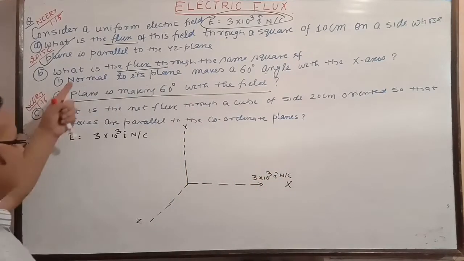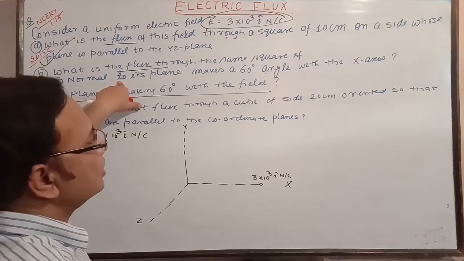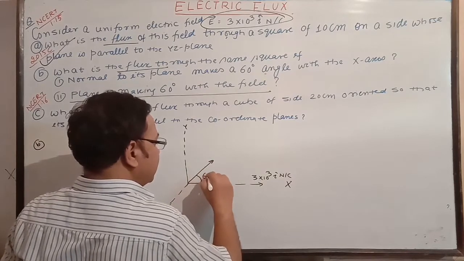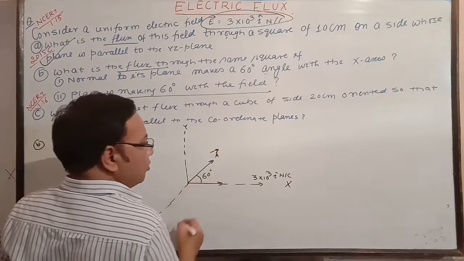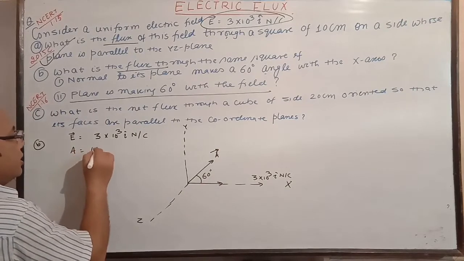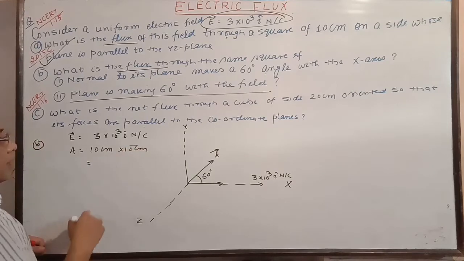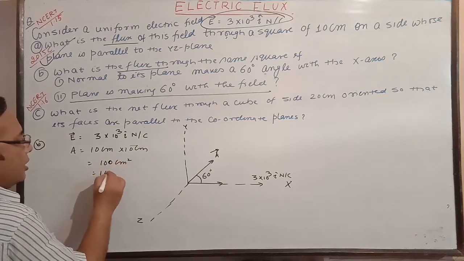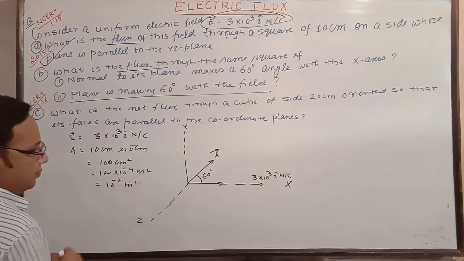For the same electric field, what is the flux through the same square if the normal to its plane makes a 60-degree angle with x-axis? So normal to plane means area vector, which is making an angle of 60 degrees. The electric field, you know, is along x-axis. So here you know the area is 10 centimeter by 10 centimeter, that is 100 centimeter square, which is equal to 100 into 10 to the power minus 4 meter square. So this is 10 to the power minus 2 meter square.